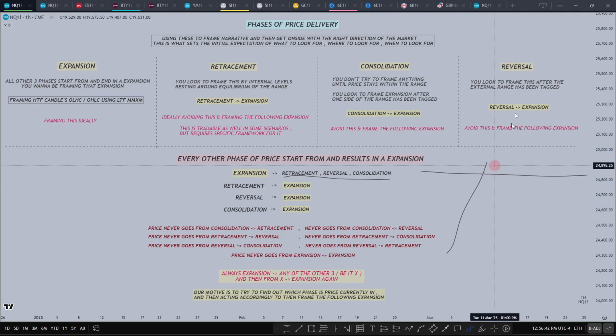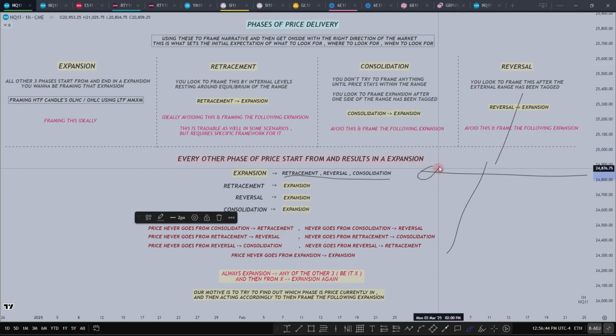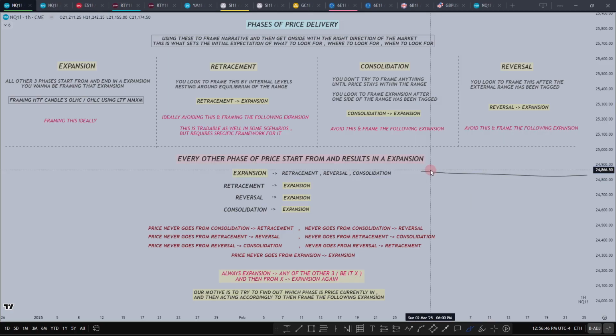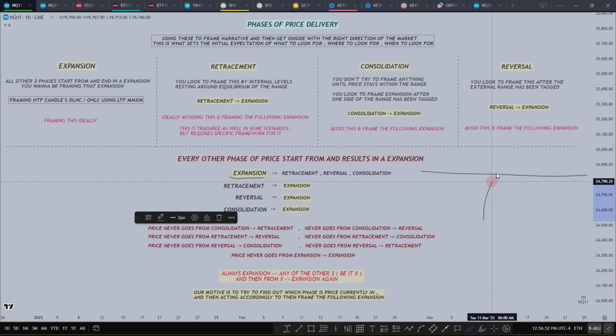But never expansion to another expansion immediately after price hits an objective. Okay, always expansion to then any of the other three. Expansion into an objective, then any of the other three, be it X, could be any one of these three, then from that X could be anyone.